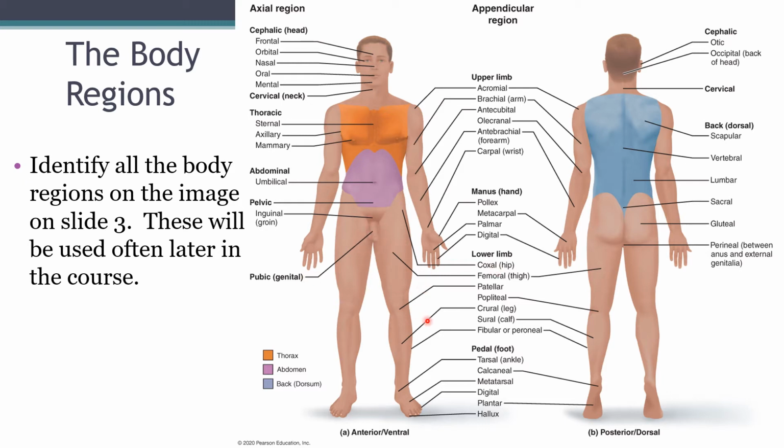On the lower limb, you got the coxal region, which is your hip, more like the outer hip here. Femoral region, which is your thigh. Patellar region, which is your kneecap. Crural region, which is the front of your leg, sort of what people will commonly call the shin. Sural region is the back of the leg, what people will commonly call the calf. Behind the kneecap, you have the popliteal region.